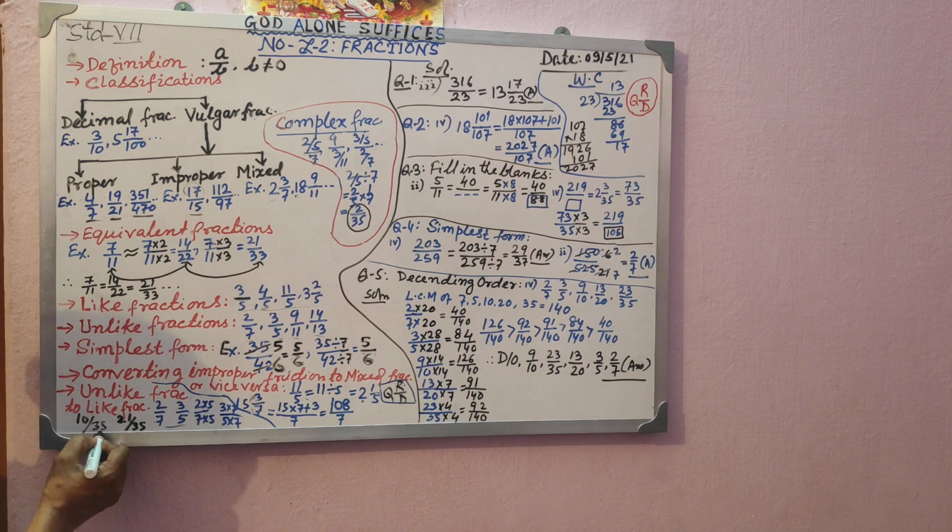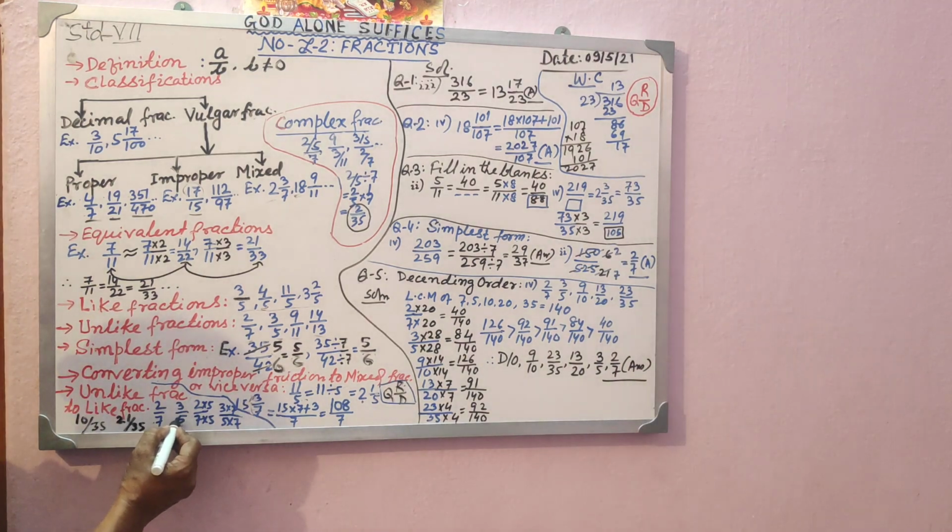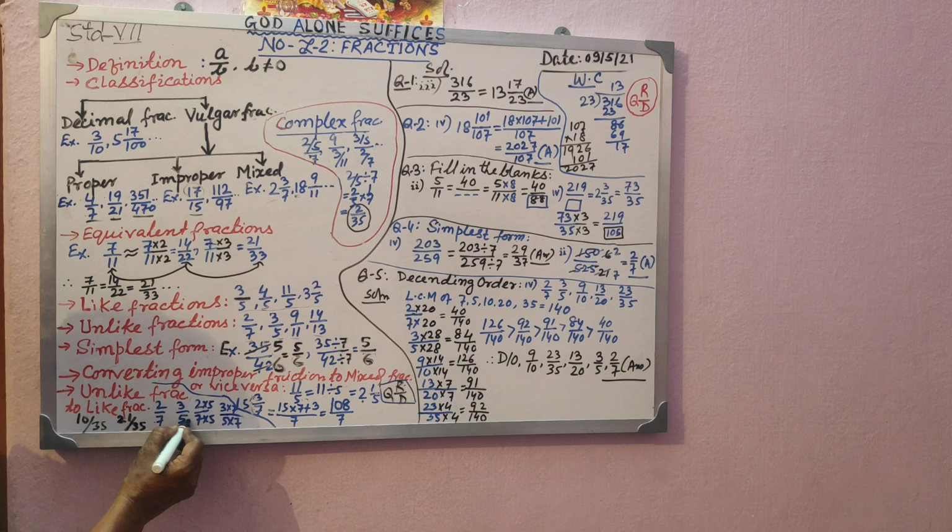So for this it will be 10 by 35. Now for the other, 35 is the LCM. Divide 35 by 5, that is 7. You have to multiply 7 with both. So 3 into 7 and 5 into 7, that will become 21 by 35.